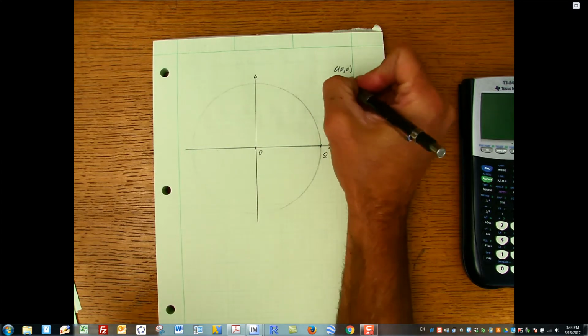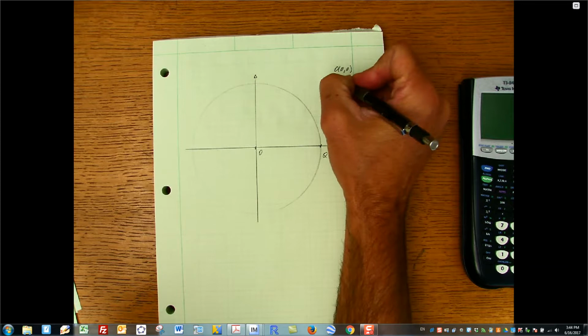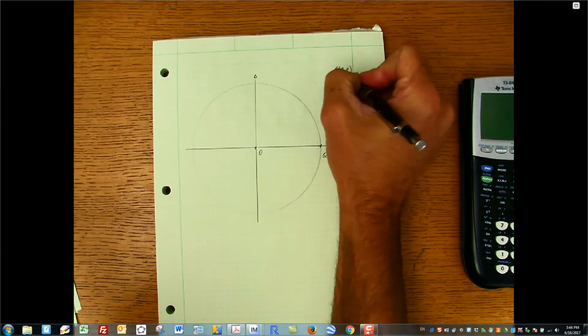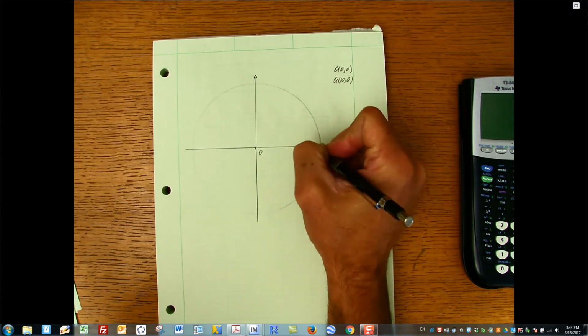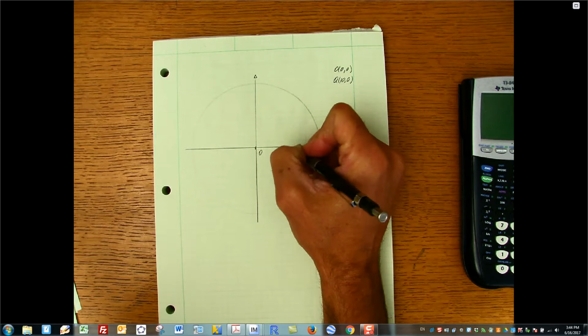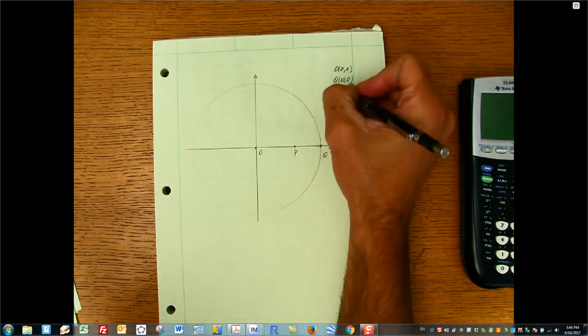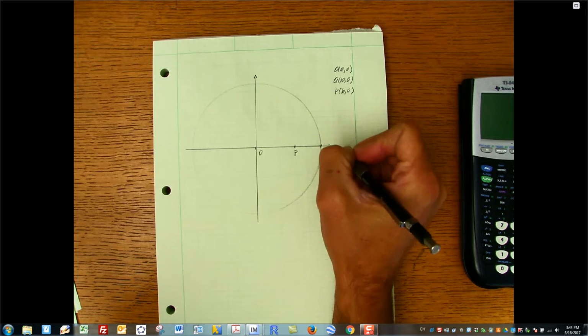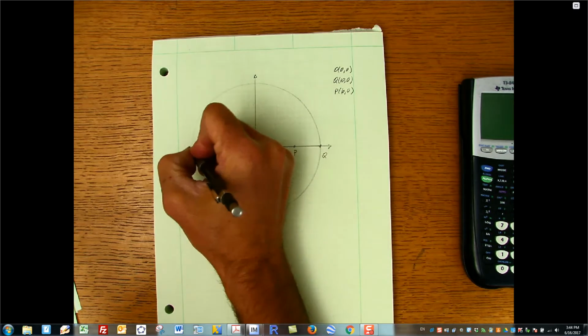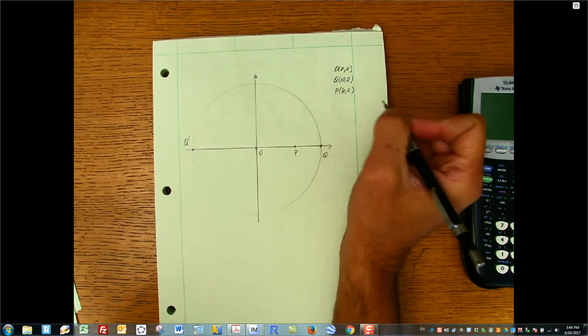So if Q is on the circle, then it's got to have an x coordinate of 10 and a y coordinate of 0. We're told this point P, OP is 6 units, so that's got to be at 6, 0. Well, if Q is here, then I could call this point Q prime.